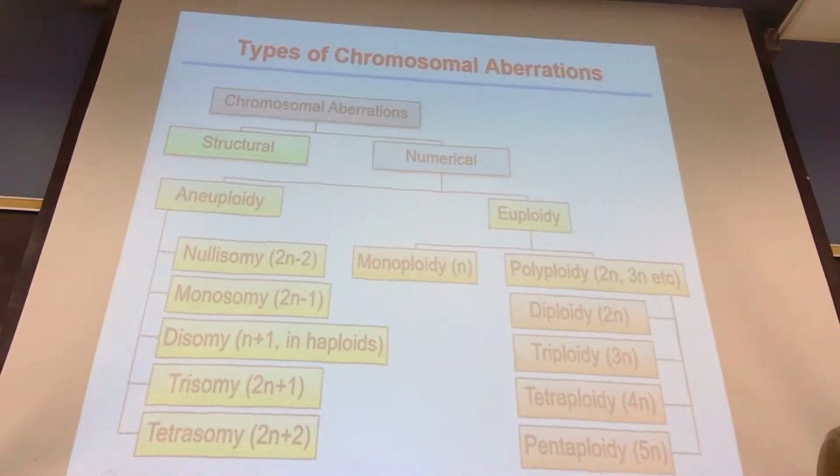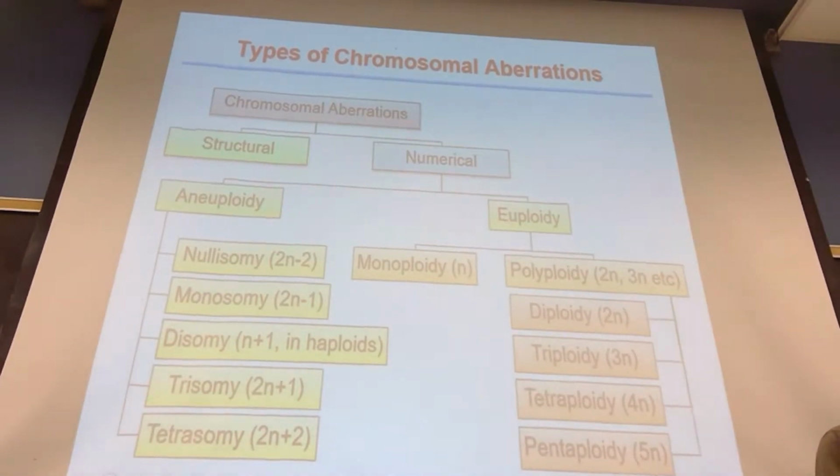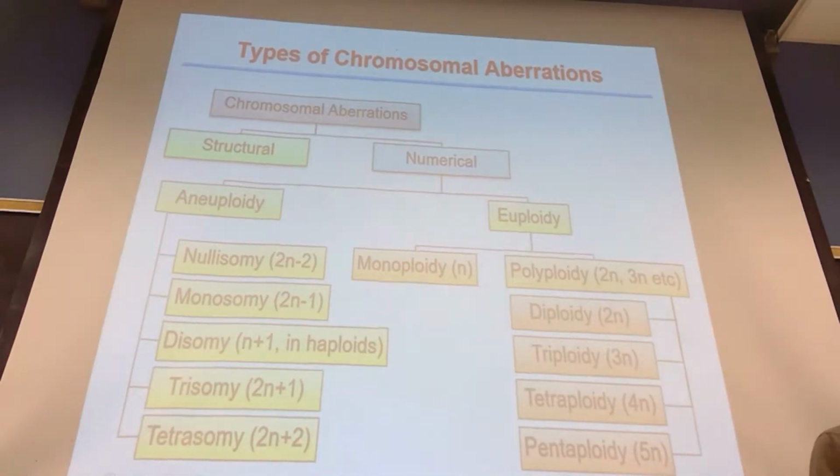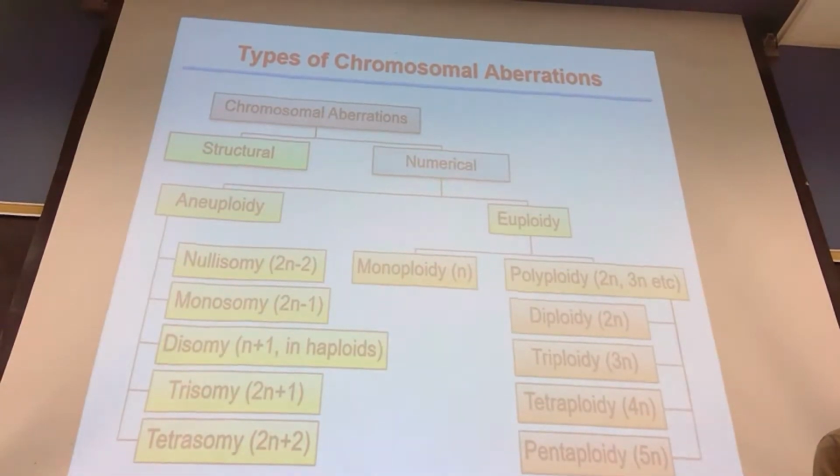Tetraploidy, four sets, and such on. Pentaploidy, hexaploidy, heptaploidy, but it is very common in case of plants and in case of some peas. There are these ploidies, but in humans, we generally don't find this kind of ploidies.